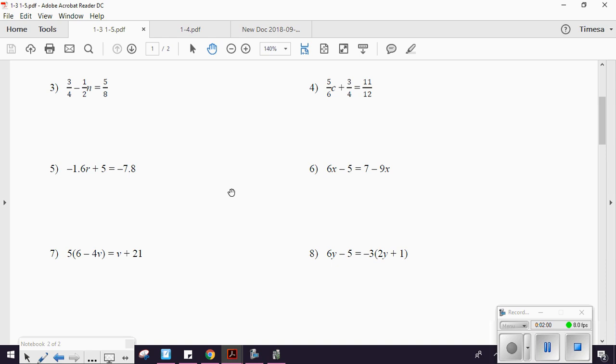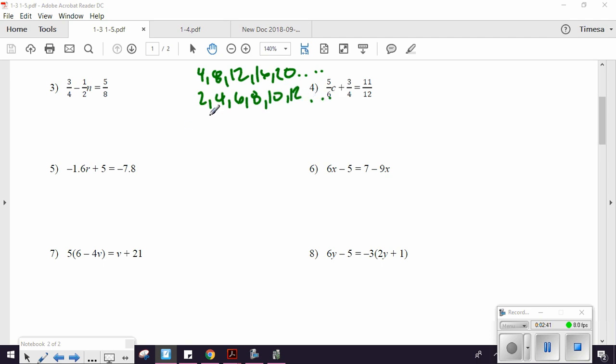Number 3. Number 3 has fractions in it. And I told you, if you find the least common multiple from your denominators, you'll be able to get rid of your fractions. So again, to find the least common multiple, find all multiples of every denominator. So starting with 4, we would have 4, 8, 12, 16, 20, etc. The next denominator is 2. So after 2 comes 4, 6, 8, 10, 12, etc.